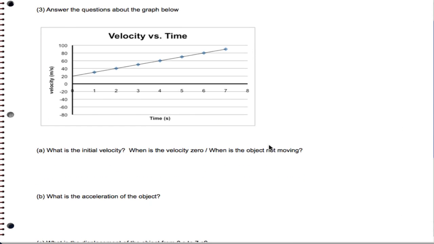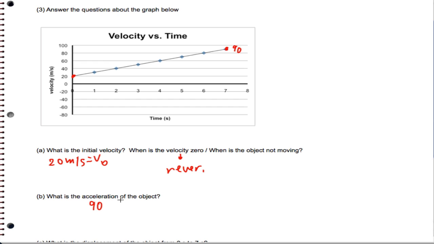So now here, what is the initial velocity of this object? When we check, that initial velocity is going to end up being 20 meters per second on the graph. When is the velocity 0? Never. Now let's get the acceleration of this object. So this is about 90 right there, and that's 20. So let's do our math.